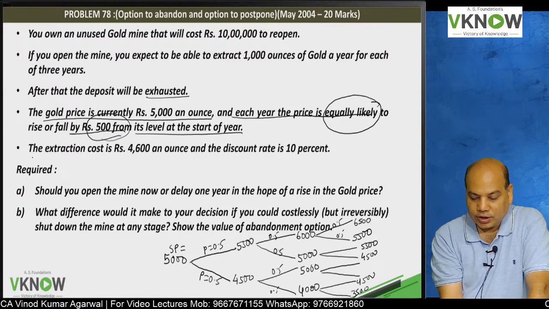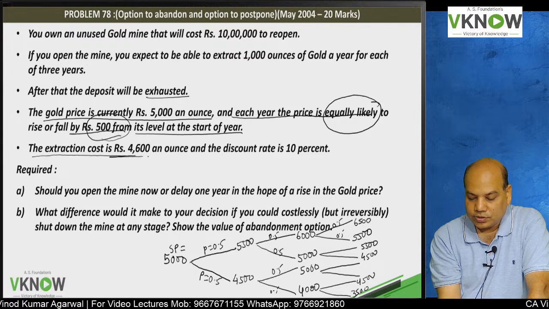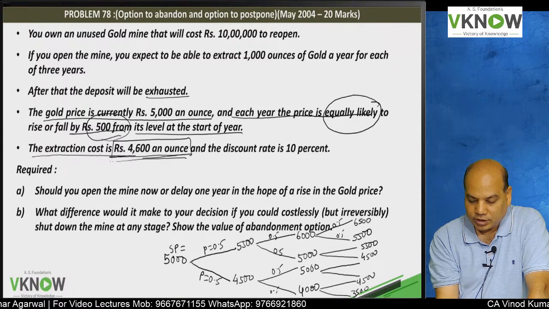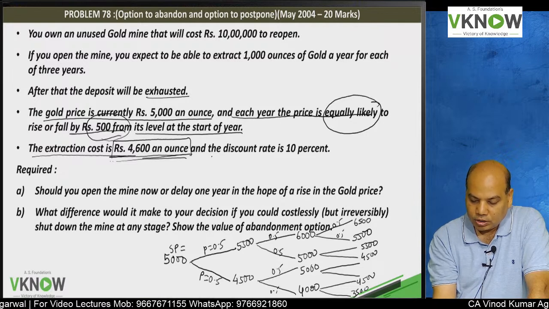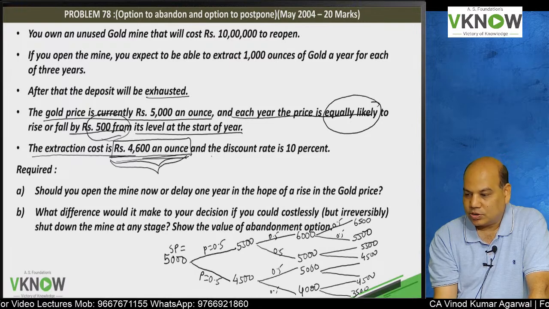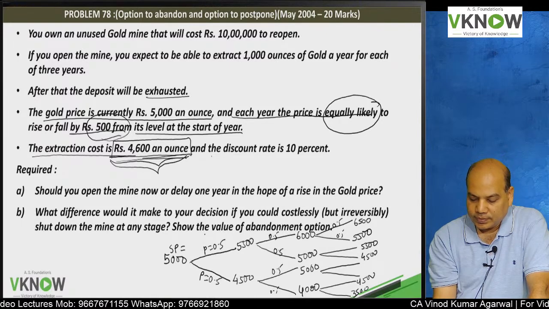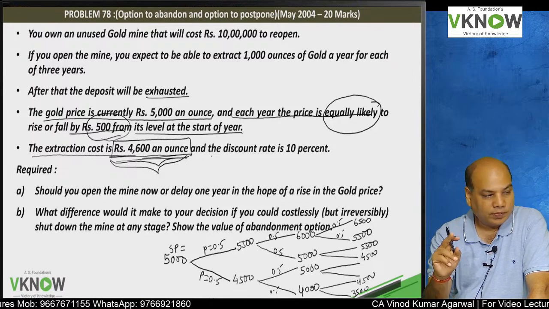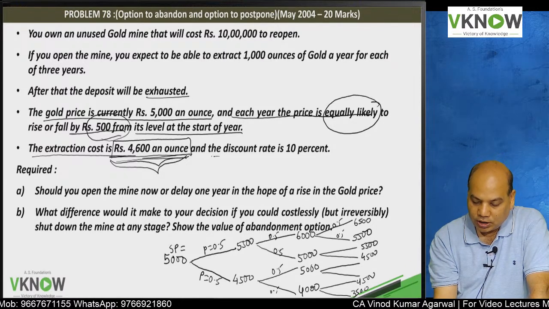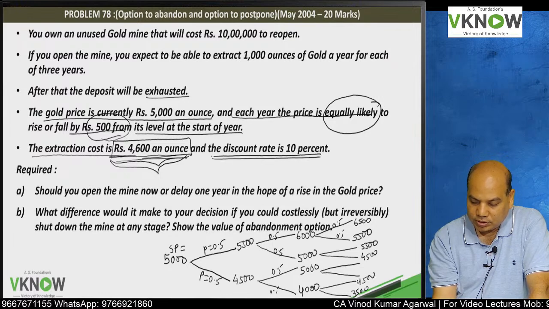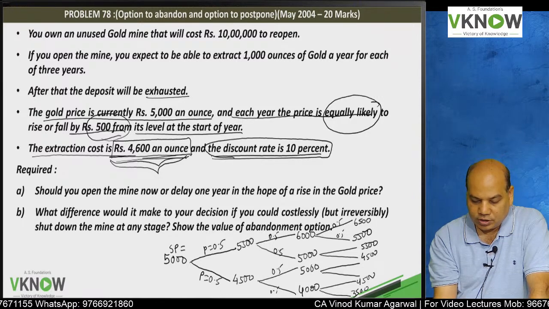The question is, the extraction cost is 4600 an ounce. This is the cost of extraction. This is going to be fixed. This 4600 is going to be fixed. Price can change. Extraction cost will be 4600 and the discount rate is 10%. This is for present value.